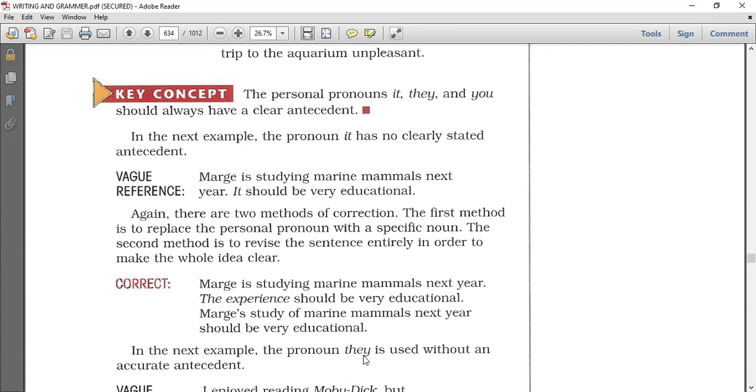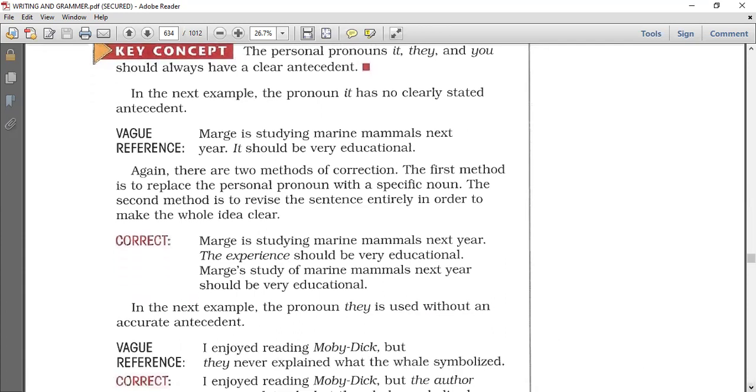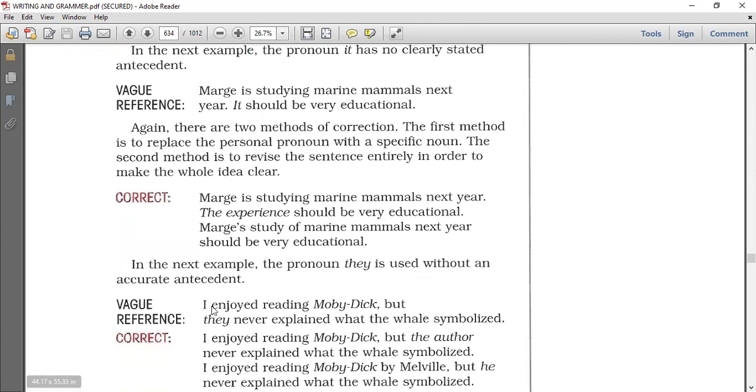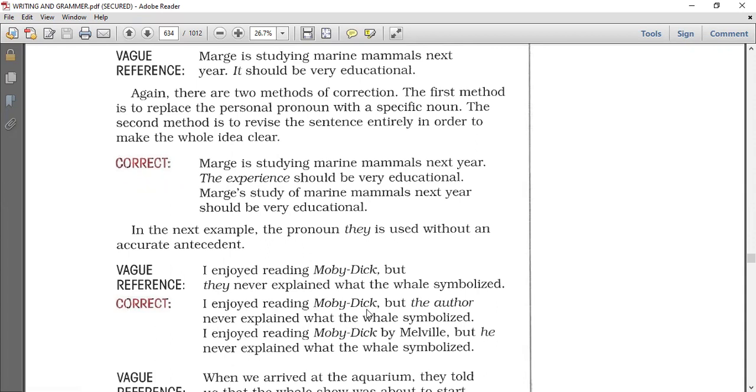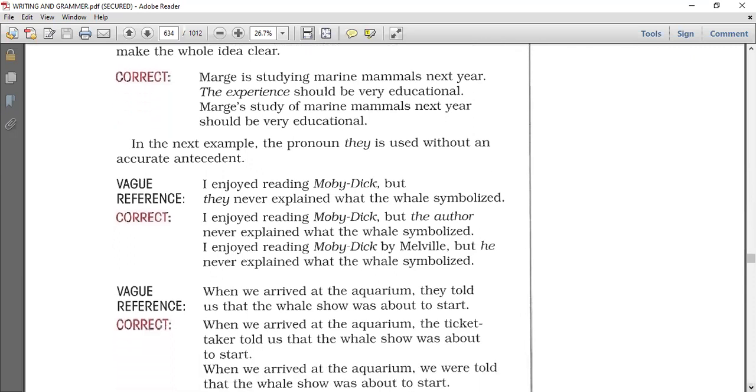In the next example, the pronoun they is used without an accurate antecedent. Here the sentence is vague: I enjoyed reading Moby Dick, but they never explained what the whale symbolized. Who are they? It's vague, it's not very clear. We need it to be very clear. So we can correct it this way: I enjoyed reading Moby Dick, but the author never explained what the whale symbolized. Another way of correcting it: I enjoyed reading Moby Dick by Melville, but he never explained what the whale symbolized. He refers to Melville, the writer or the author. So the antecedent is very clear.